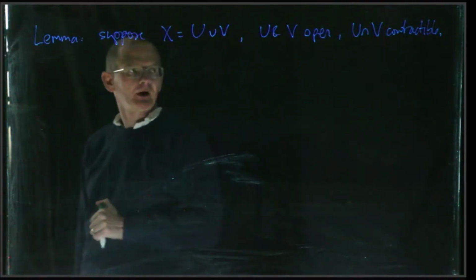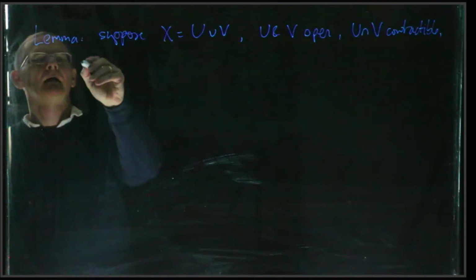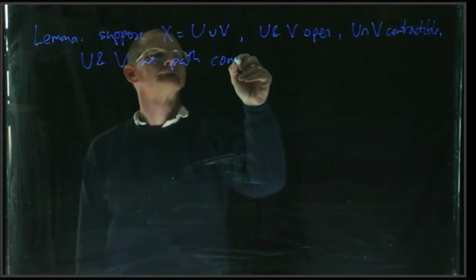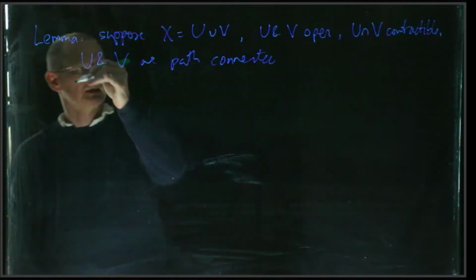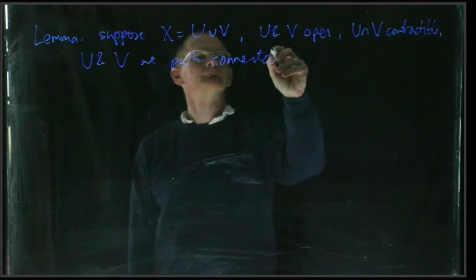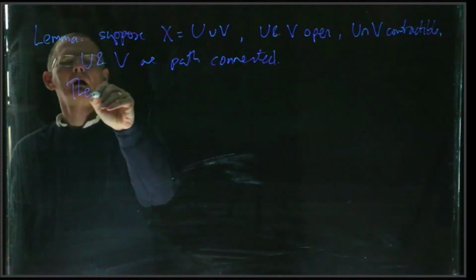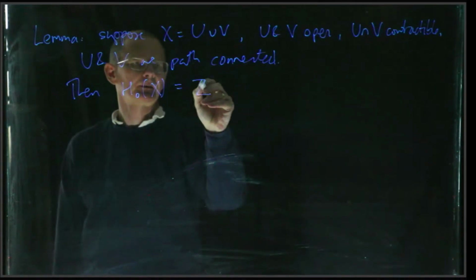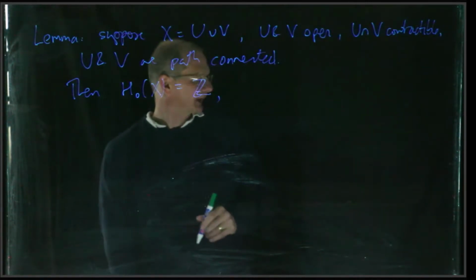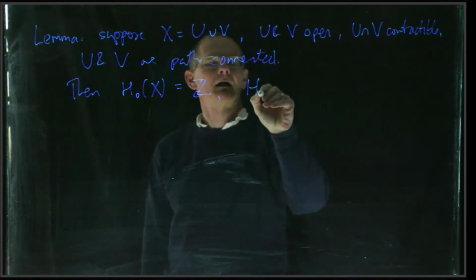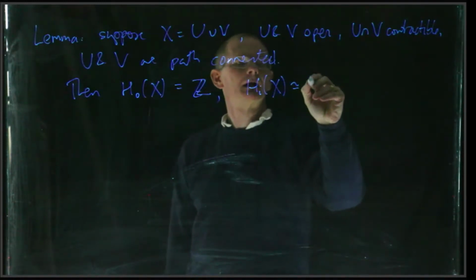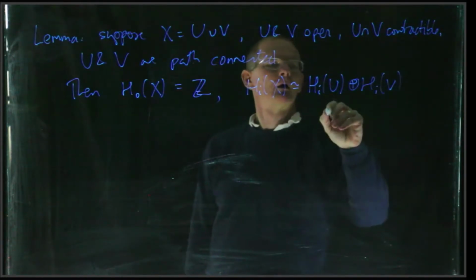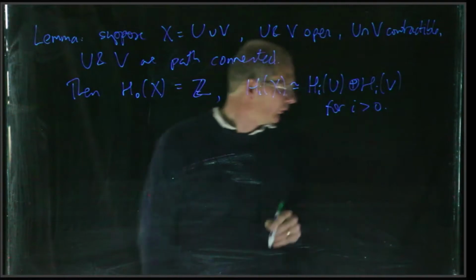And I'm going to suppose that U intersect V is contractible, and that U and V are path connected. Each of them individually is path connected. Then I want to claim that H0 of X is just going to be the integers, because X is going to be path connected, and then Hi of X is going to be Hi of U direct sum Hi of V. That's for all strictly positive i.